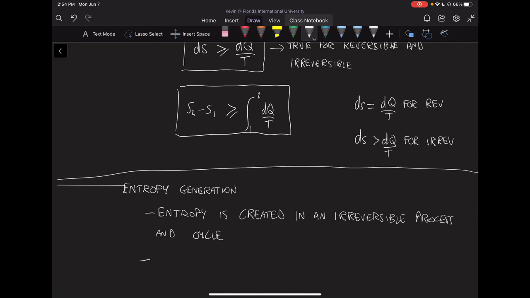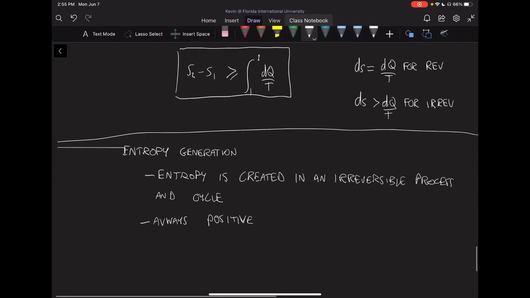And we also know that it's always positive. We know the entropy created is always positive because if we have no entropy created, that means we just have a reversible process. Okay, if we have a reversible process, we have just dS is equal to dq over T. If we have an irreversible process, we are now creating new entropy. Okay, we're adding a value that is creating new entropy because dS is greater than dq over T.